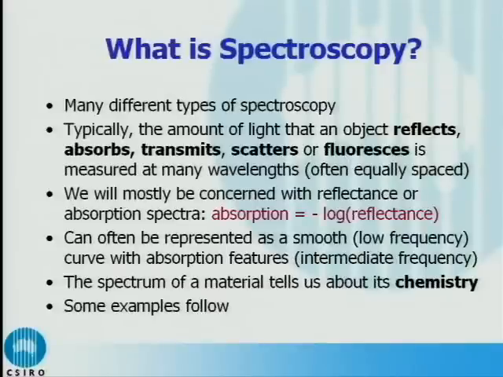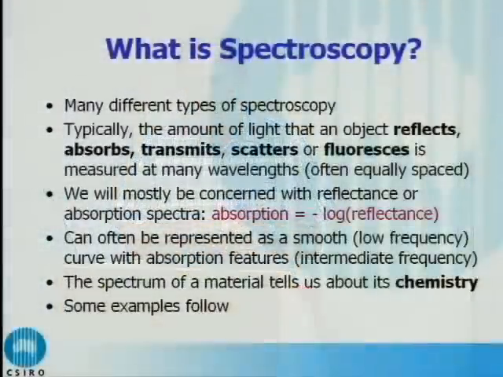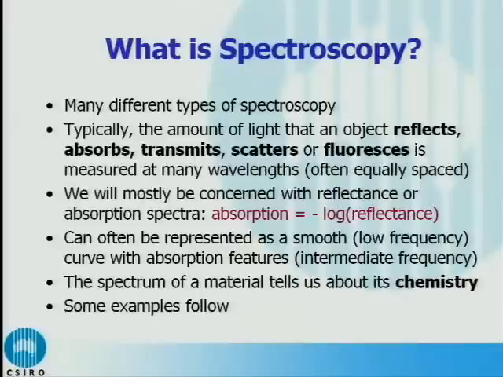Okay. Now, can I ask, how many people know anything about spectroscopy here? Oh, so a few of you know. Okay. But obviously not all of you. There are actually many different types of spectroscopy. Typically, the amount of light that an object reflects, absorbs, transmits, scatters, or fluoresces is measured at many wavelengths, often but not always equally spaced.